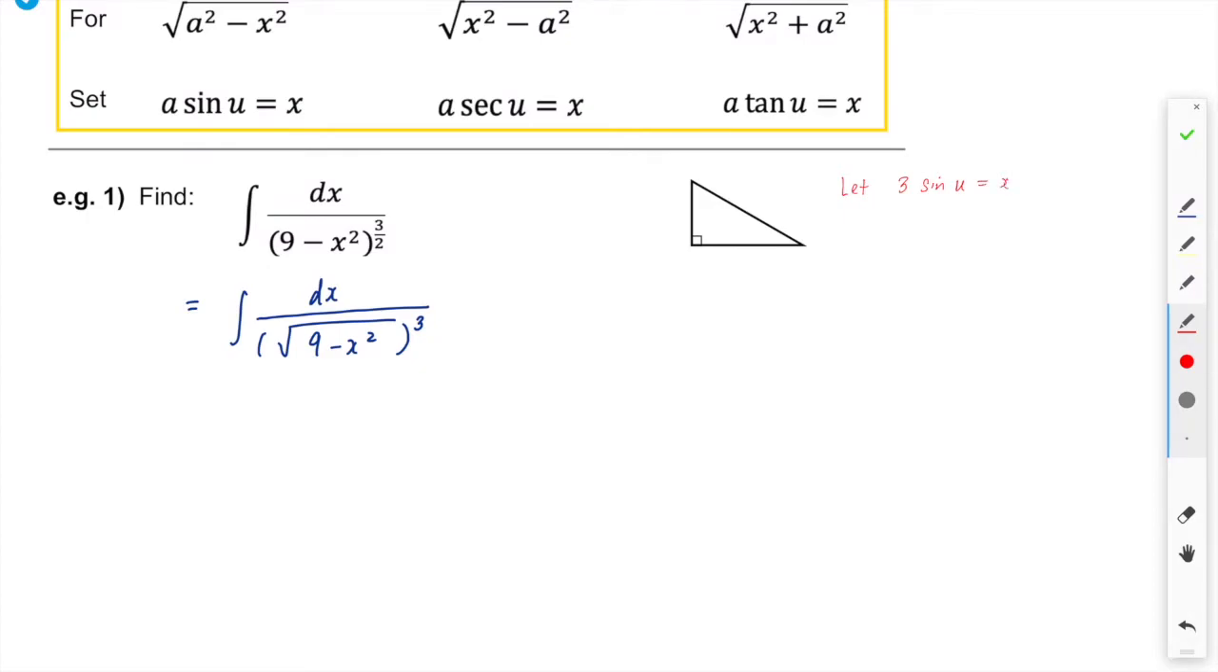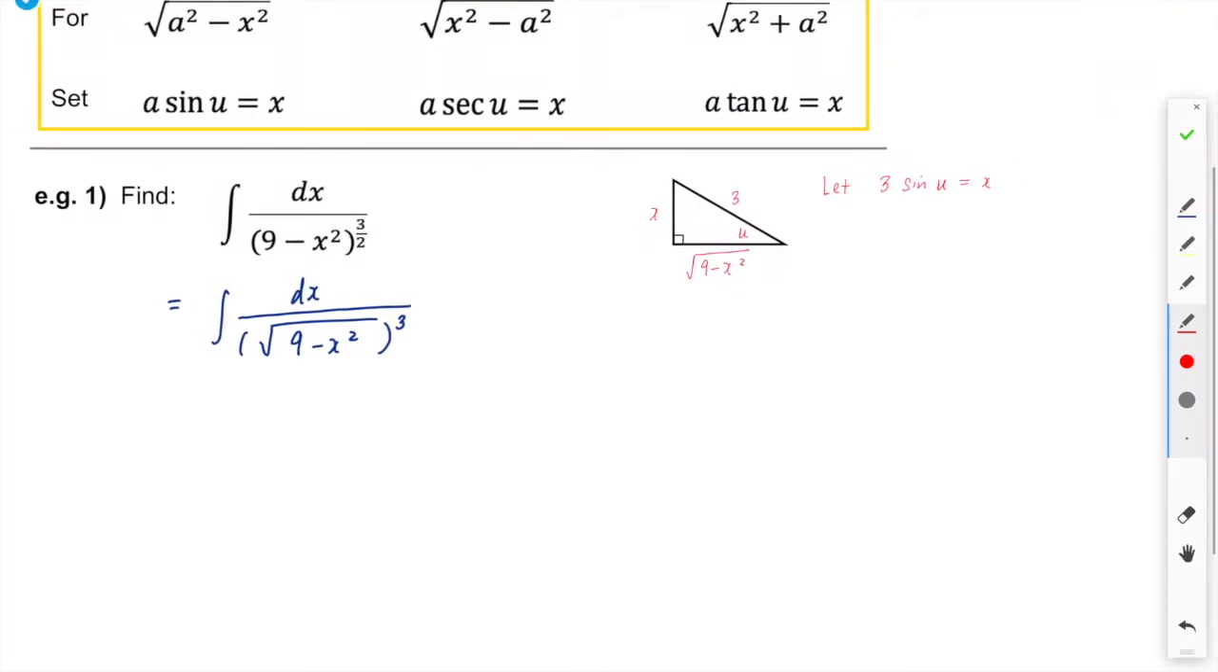Let's use this to label the diagram. So if this is angle u, then opposite is x, hypotenuse is 3, making the adjacent side the square root of 9 minus x squared. And here you see how this expression matches with what we have in our integrand. Well, let's try to differentiate x equals 3 sine u to find an equivalent expression for dx. So here we have 3 cosine u du equals dx. So I know right away that dx will be replaced by the left side here, okay?